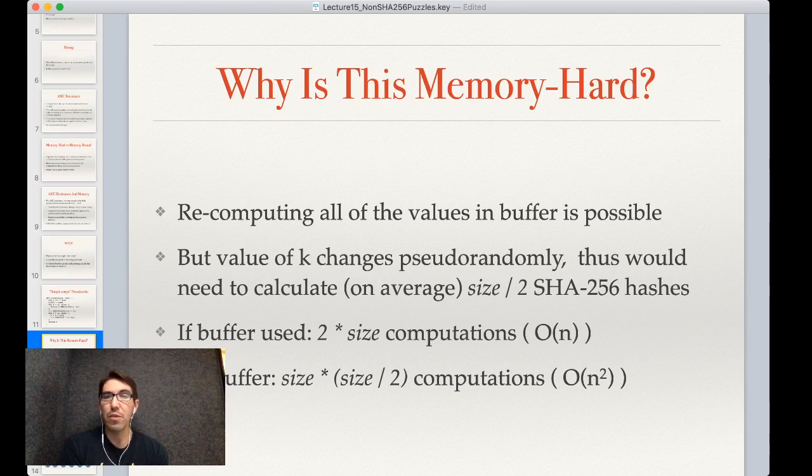If you are familiar with big O notation, if we use a buffer, then we only have to calculate 2 times size computations, which is big O of n. Whereas if we don't use a buffer, we have big O of n squared. So n squared is going to grow much, much more quickly than O of n. So it is possible to do this without using memory, but it makes things a lot harder.